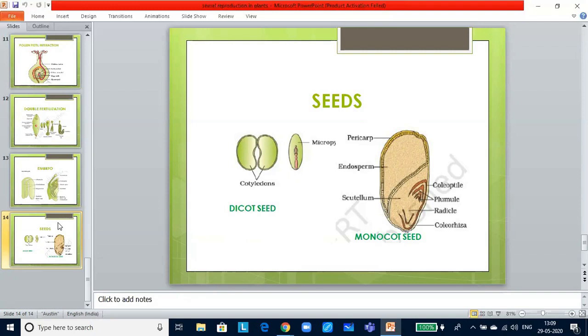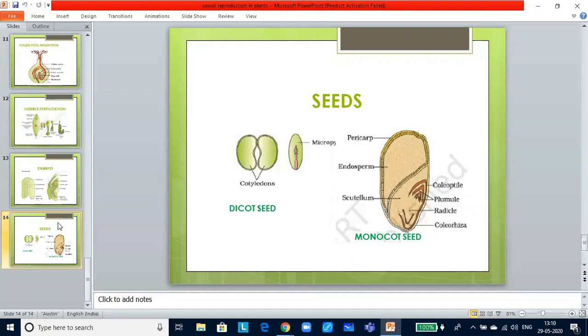This facilitates the entry of oxygen and water into the seed during germination. As water dries up, seeds become relatively dry. General metabolic activity of the embryo slows down. The embryo may enter a state of dormancy due to unfavorable conditions, or it may germinate.